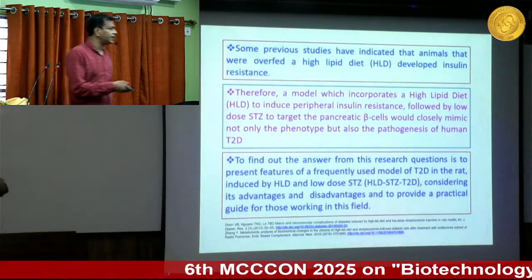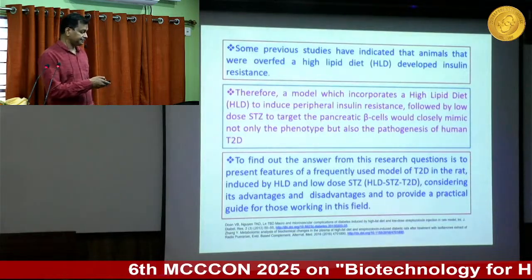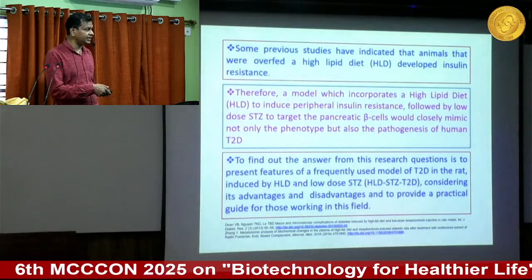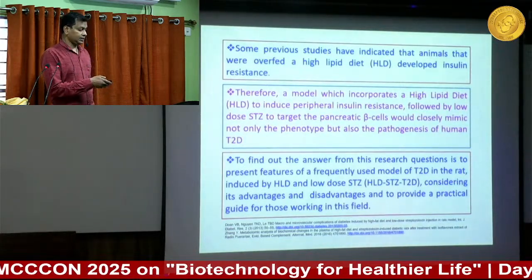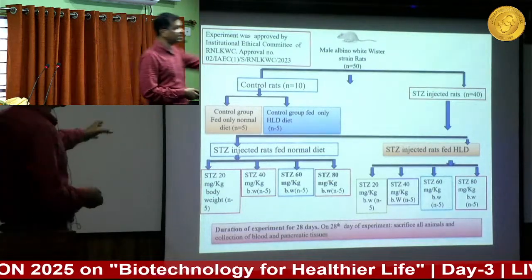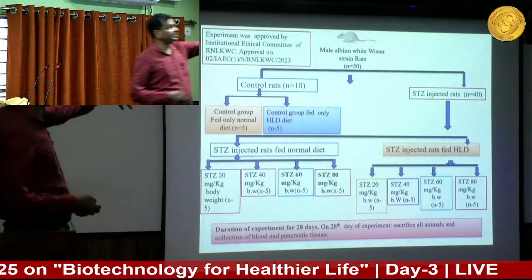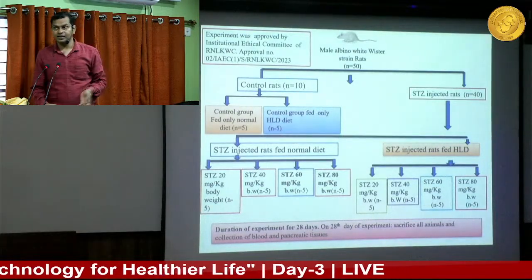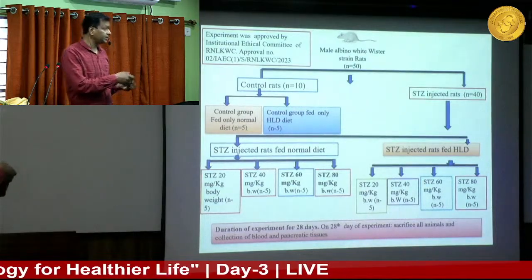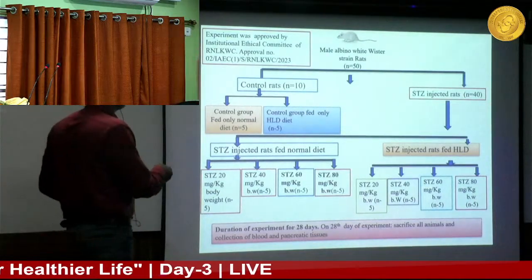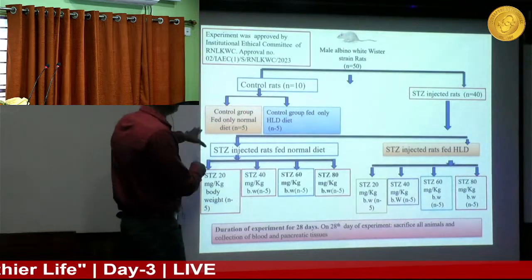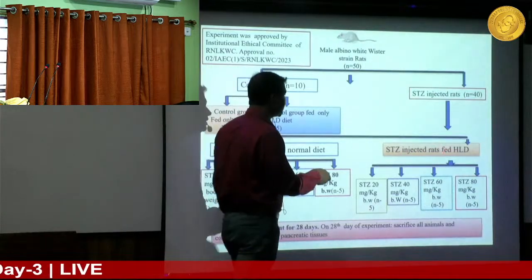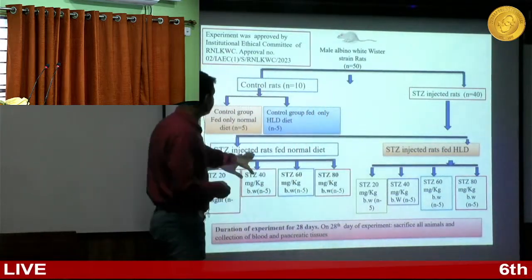To find the answer to this research question, we present features of a frequently used T2DM model in rat, induced by HLD, high lipid diet, and low dose streptozotocin. So that is the experimental design. This experiment was conducted at the Raja Anil Khan Women's College with Animal Ethical approval. There are groups: a control group fed only normal diet, a control group fed only HLD diet, and STZ injected rat fed HLD diet and STZ injected rat fed normal diet.